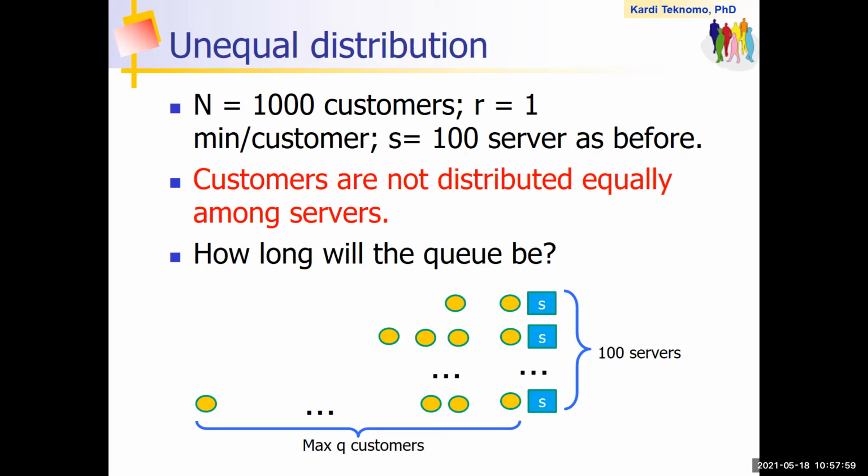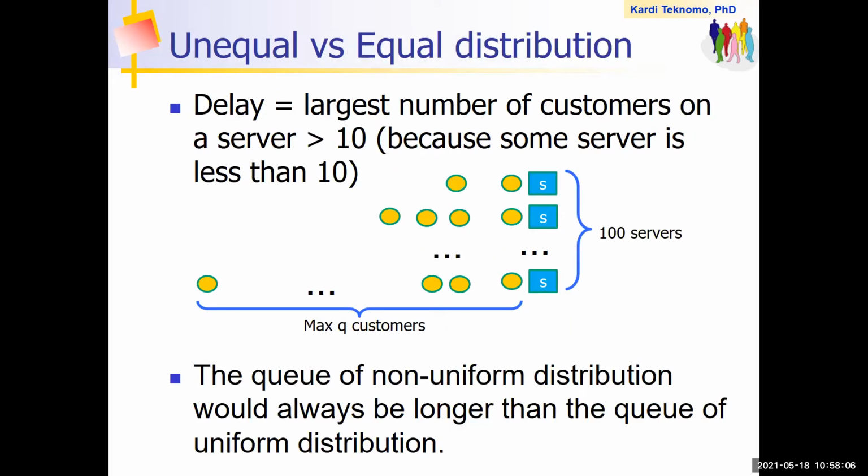The maximum one. The maximum number of customers, right? Correct. So the delay will be the largest number of customers on a server, which is of course larger than 10, right? Why? Because some server is less than 10, correct? Yes. Because this is a non-uniform distribution, right?